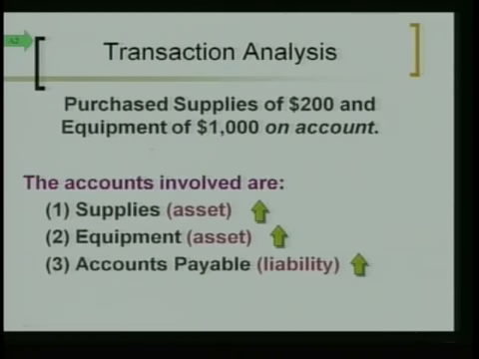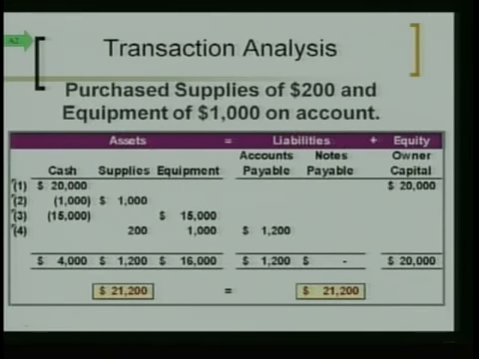So what accounts are affected? Well, think about it. Supplies are going to go up by $200. Equipment is going to go up by $1,000. And our liability, which is called accounts payable, is going to go up by how much? $1,200. Correct? How does that look? Well, let's take a look. Supplies goes up by $200. Equipment goes up by $1,000. And accounts payable goes up by $1,200.